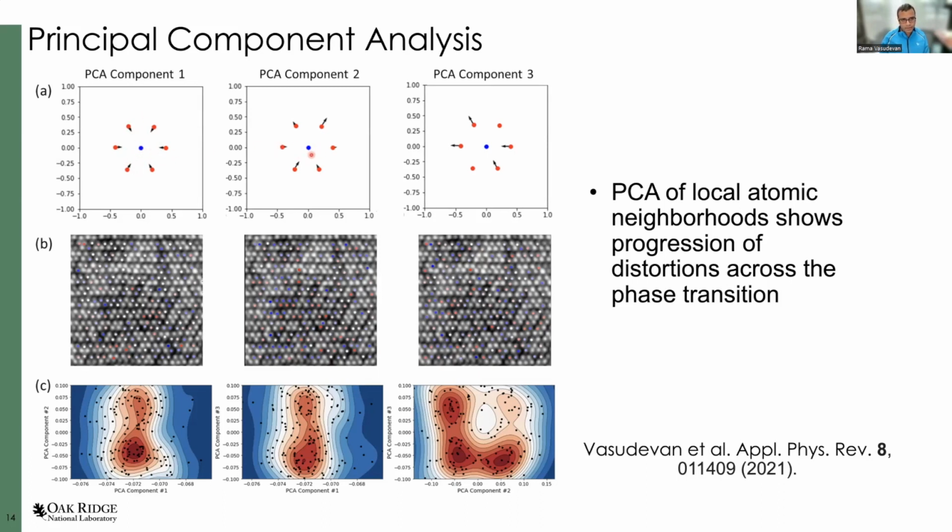The second component interestingly seems to be correlated with symmetry breaking. You see that two of the nearest neighbors are moving along one direction, and then two of the neighbors are moving along the other direction. And so there's clearly a breaking of this hexagonal symmetry occurring with this PCA component 2. PCA component 3 is a little bit more complicated, and we won't really discuss that. But let's just focus our attention on this particular symmetry breaking mode that we've discovered using principal component analysis of the atomic environments or neighborhoods in this particular system.